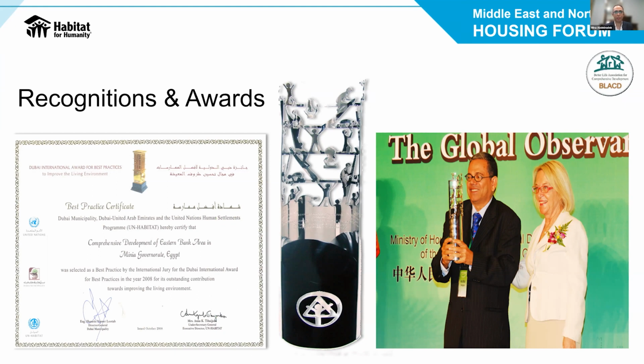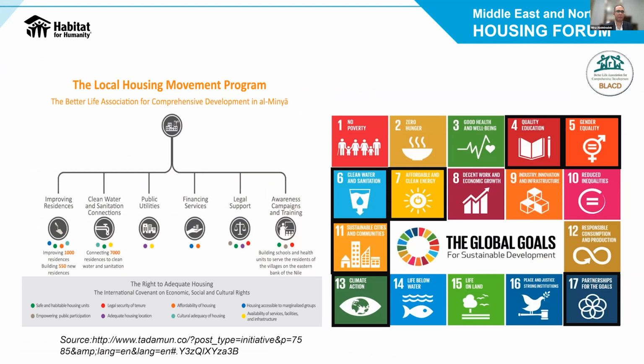in 2010. This award is given annually to two organizations all over the world: the first from the Global North, and the second from the Global South, for innovative solutions to improve the quality of life, housing conditions, and the built environment. So very quickly, the local housing movement program works on improving residences, clean water and sanitation connections, public utilities, financing services, legal support, awareness campaigns, and training.